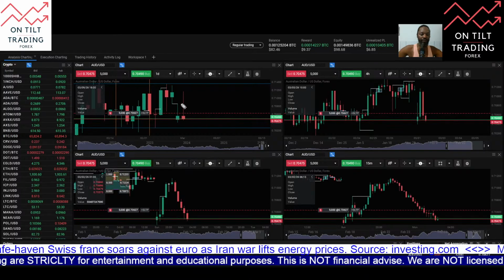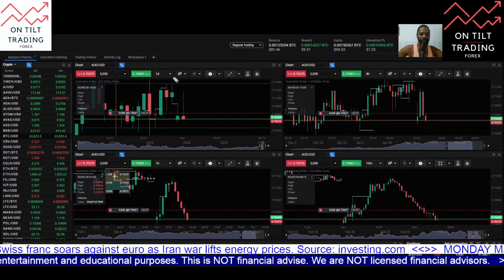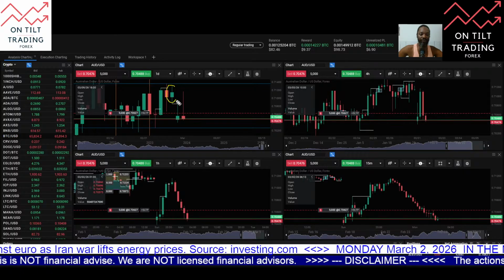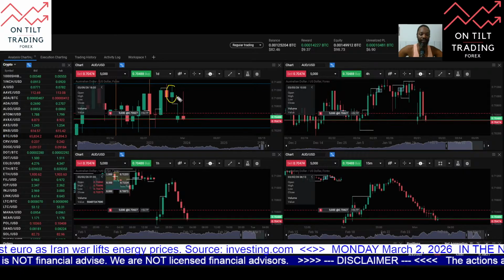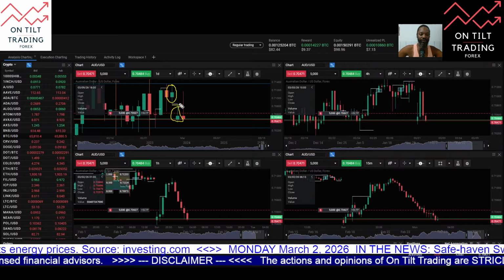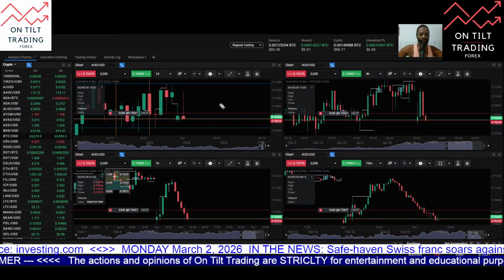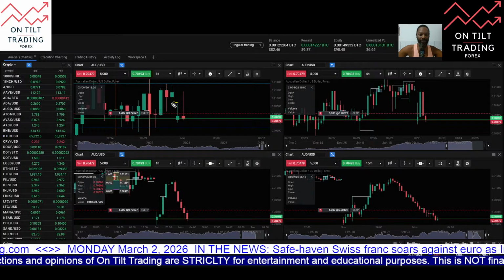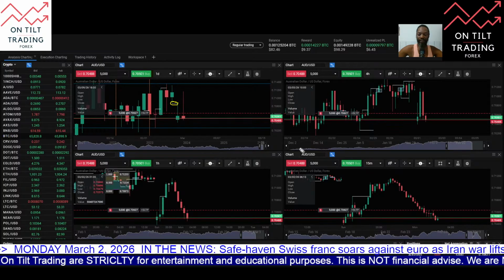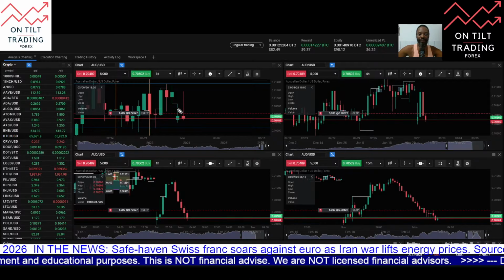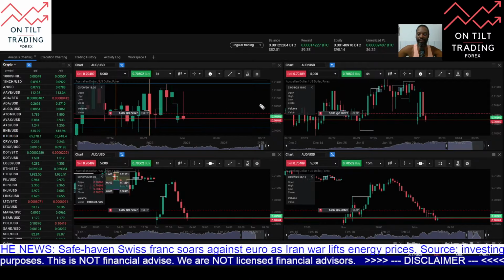My drawn liquidity or bias here on the daily chart is to the sell side, simply because this Friday candle here, there's a body candle close below here, so it opens and closes lower than the Friday candle. So this line right here is where I have the low for Friday. So I have a sell side bias here on the daily chart.